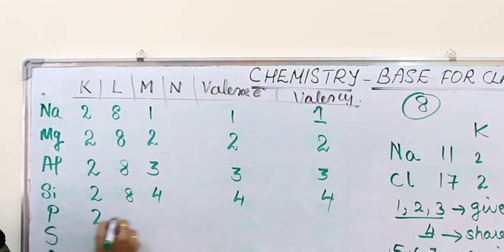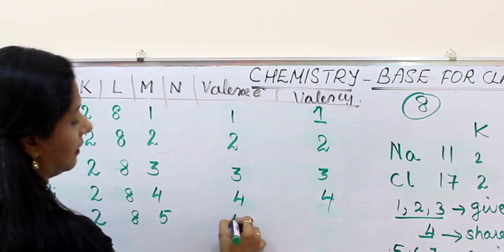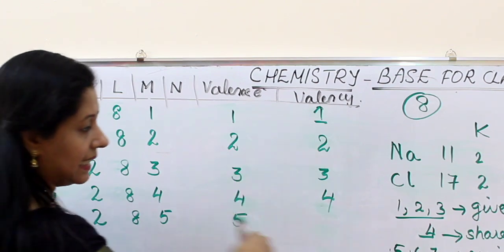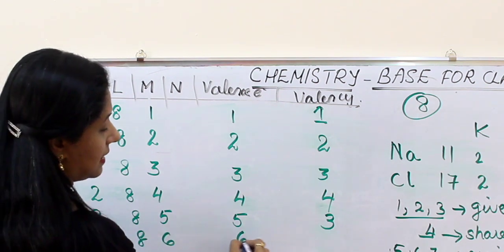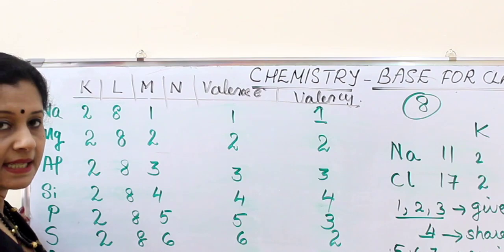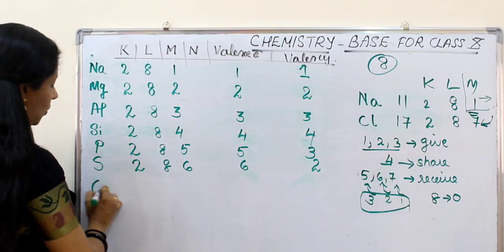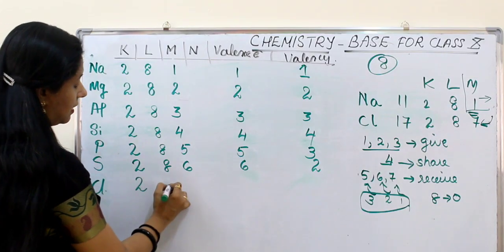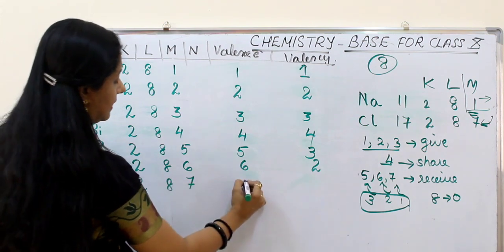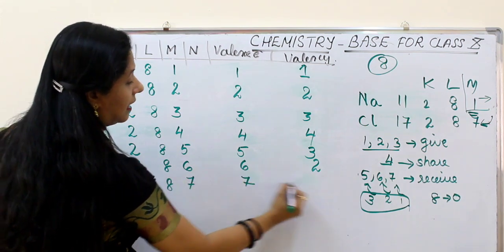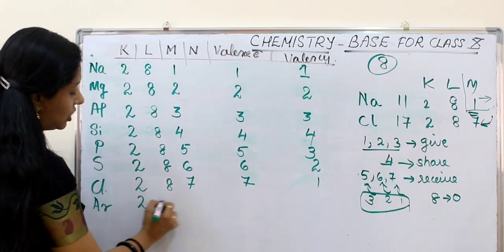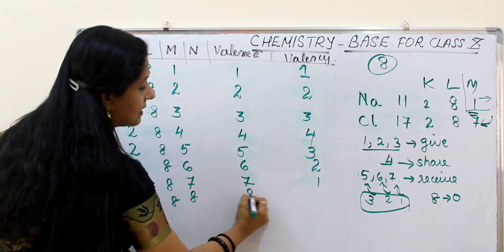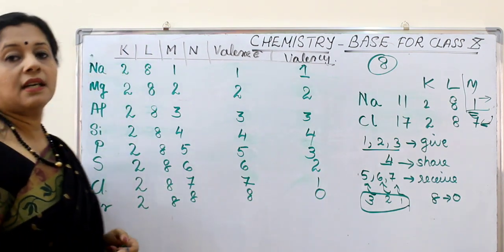Phosphorus is 15, 2, 8, 5. 5 is the valence electron, so it will receive 3, so valency is 3. Sulfur is 16, 2, 8, 6. So 6, but it will receive 2, valency is 2. Then chlorine is 17, 2, 8, 7, and it is 7 and 1 will be taken. The next is argon, which is 18, 2, 8, 8. So 8 is there, valency 0. So argon is the next noble gas.